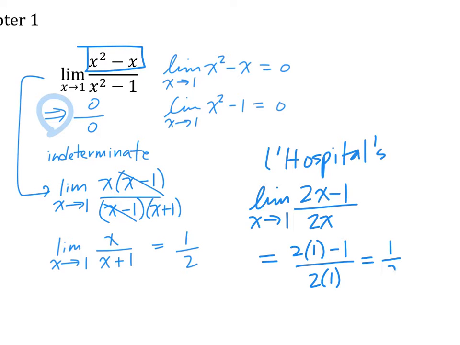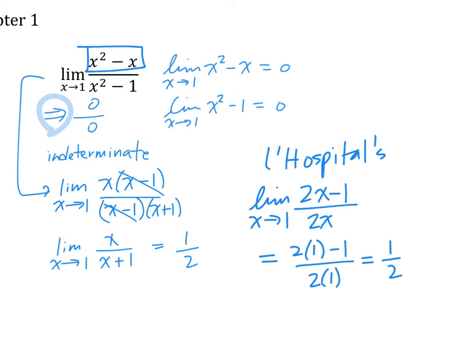That is 1/2. So this is the fastest way to solve this problem if it meets the requirement of L'Hopital's rule, where it's an indeterminate form. You take the derivative of the top, take the derivative of the bottom, plug in the number, and then that's it.